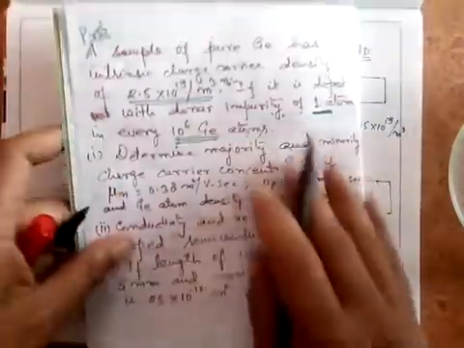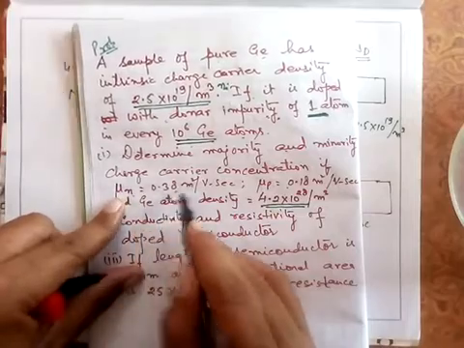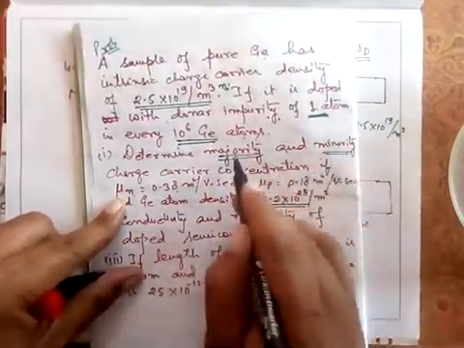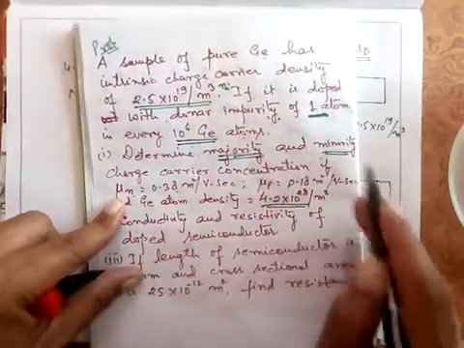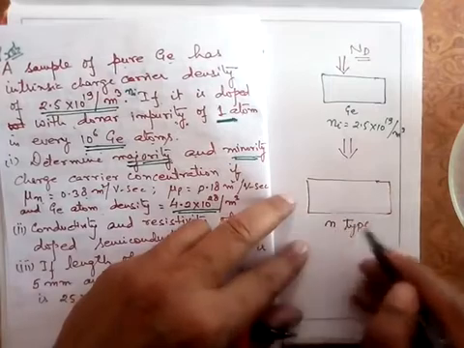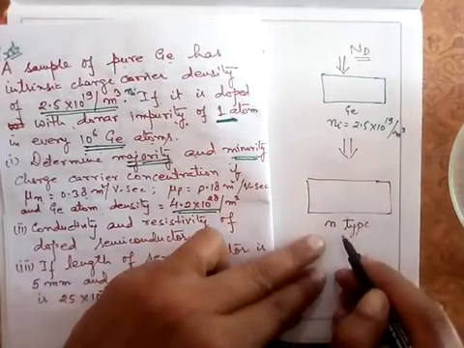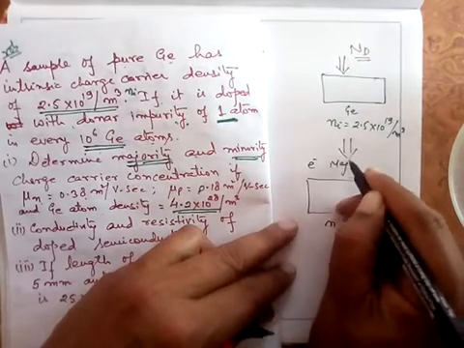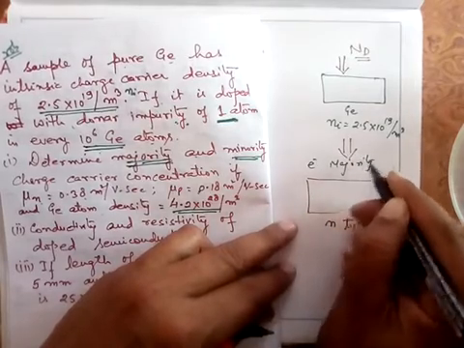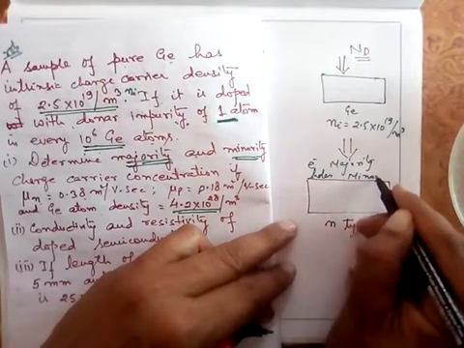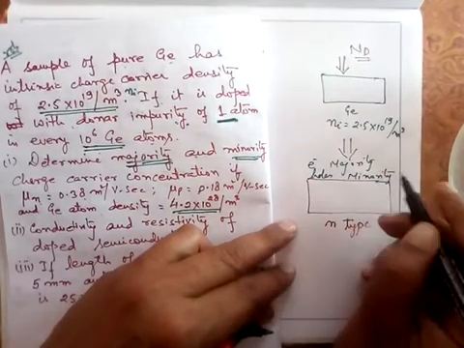So I hope this is clear to you. Mu n and mu p is given to you. Determine the majority and minority charge carriers. Now, what will be the majority and minority charge carriers? Since it is n type, it is very clear that electrons are the majority and holes are the minority.